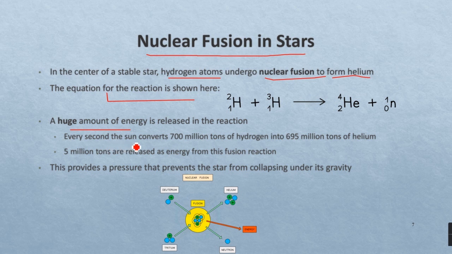So the Sun every second converts 700 million tons of hydrogen into 695 million tons of helium. The leftover amount, which is 5 million tons, is then released as energy, as we said, as light and heat due to this fusion reaction. So the pressure inside the Sun balances the external pressure due to gravity, where the Sun does not collapse on itself. So the internal pressure due to the release of helium balances out the gravitational pressure from the external surface.